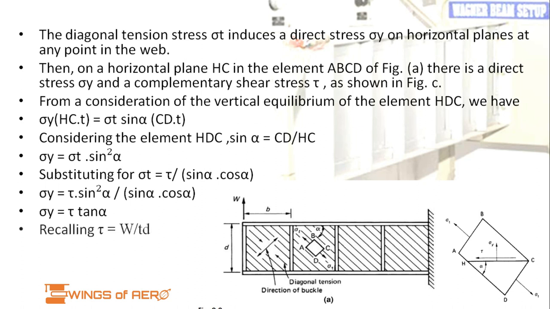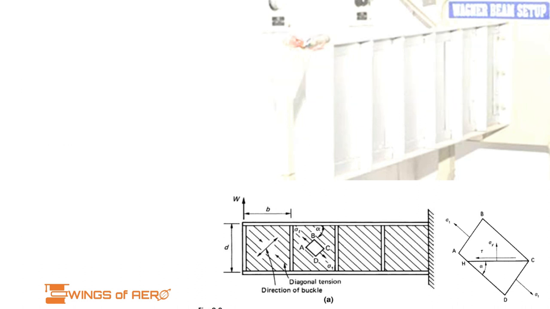Again recalling equation 1, where we have considered W equals S, that is the shear force, and tau equals S by TD. Now substituting this value in the previous equation, we get sigma y equals W dot tan alpha by TD.